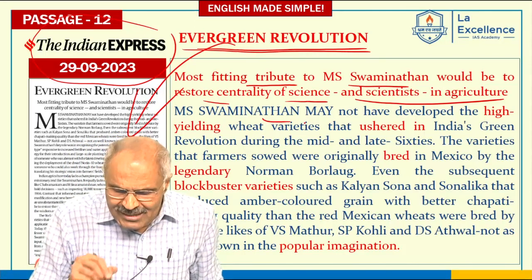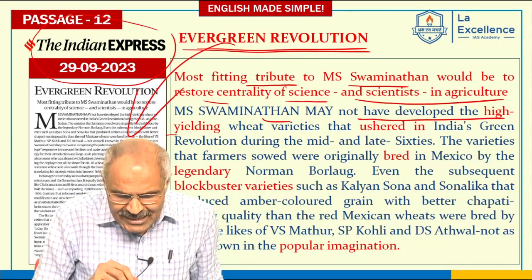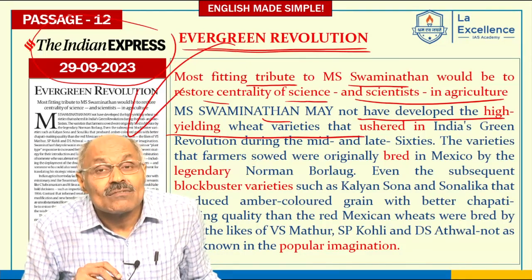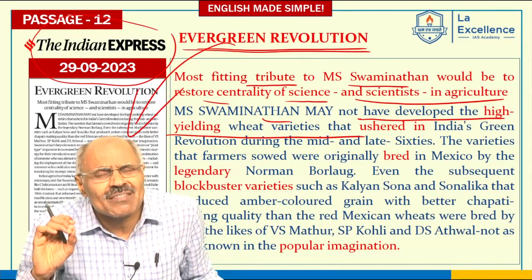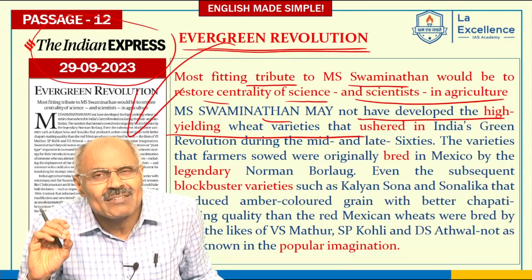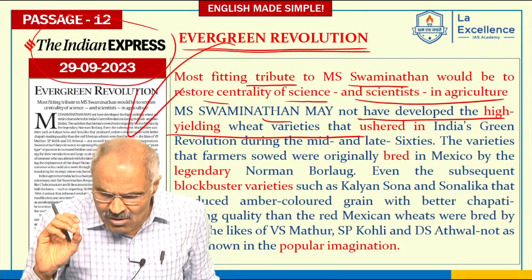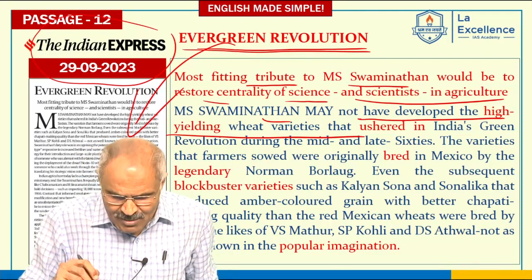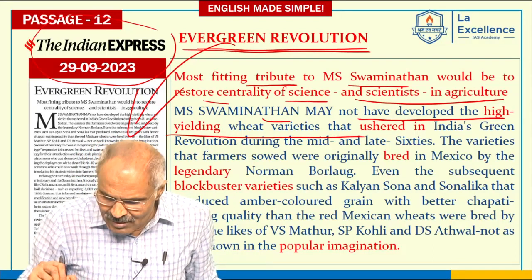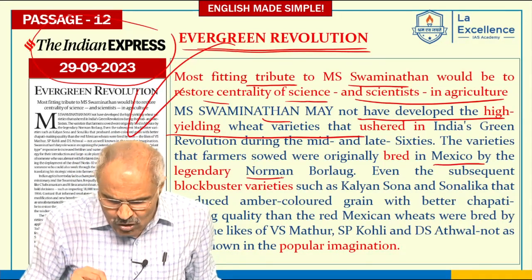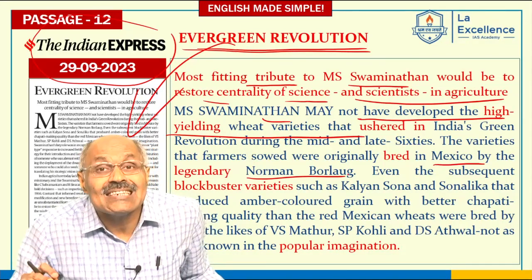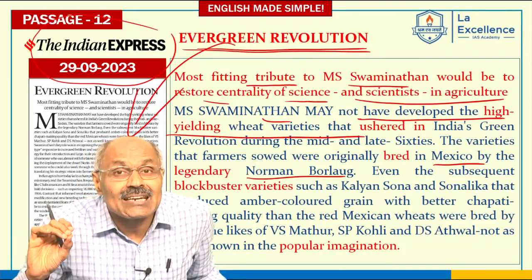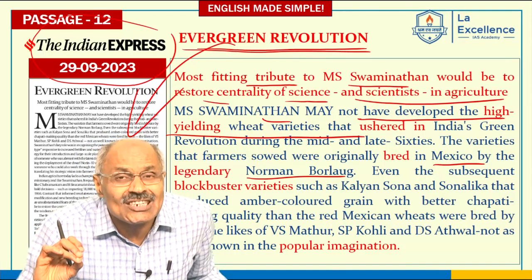And M.S. Swaminathan may not have developed the high-yielding wheat varieties, which made a huge revolution in the 1960s, 1970s. They may not have been developed by M.S. Swaminathan. Yes, they were developed in Mexico by Norman Borlaug, legendary Norman Borlaug. He developed these high-yielding varieties of wheat.